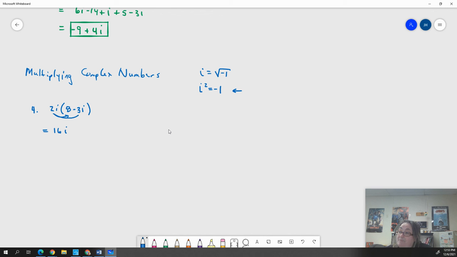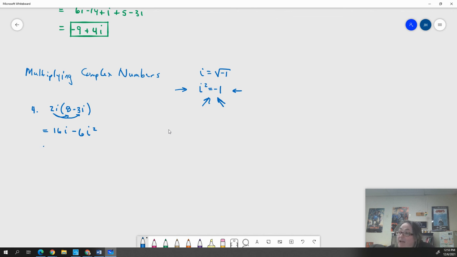And then we would multiply it times the next part, and we'd have 2i times 3i. Well, 2 times 3 is 6, and then i times i is i squared. But what do we know about i squared? What does it equal? I mean, everyone should be answering that because it's written right here. It equals negative 1.